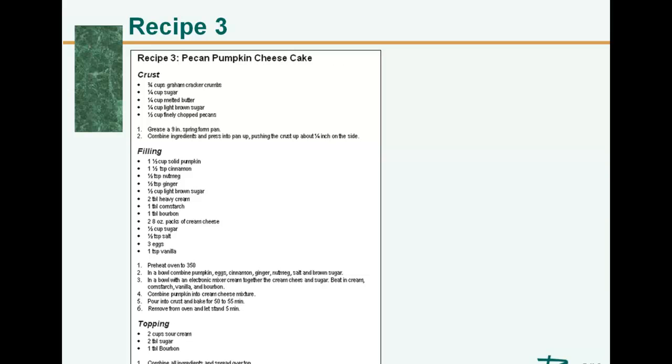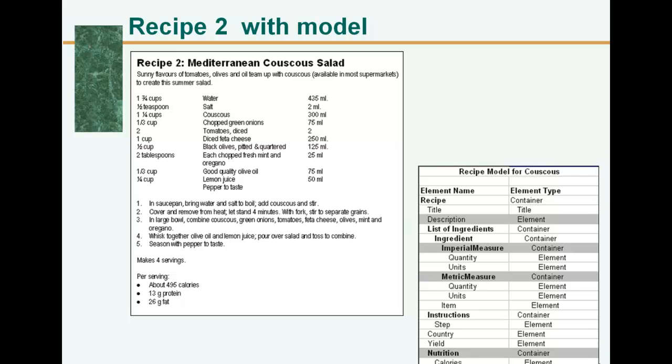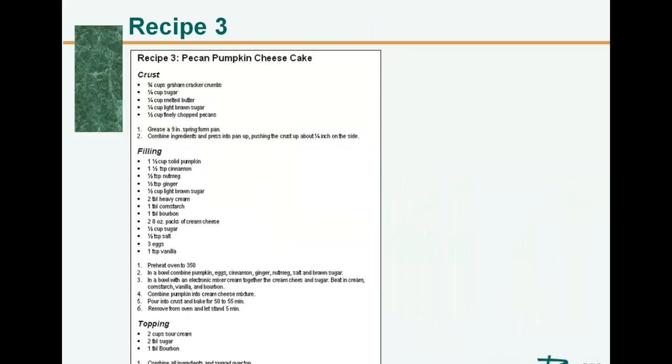Here's a third recipe for pecan pumpkin cheesecake. And as we look at this particular recipe, we see that it's quite a bit different. We've got crust, we've got filling, we've got topping. And when we really look at this, we're actually looking at a series of recipes. I could use that crust recipe in multiple recipes. It doesn't have to just be for this one. You might reuse the filling, not sure, but you would probably reuse the topping as well.